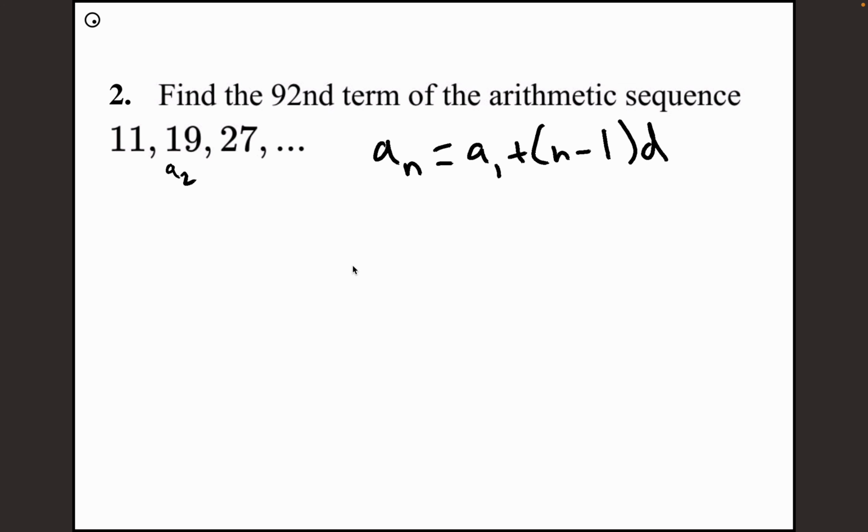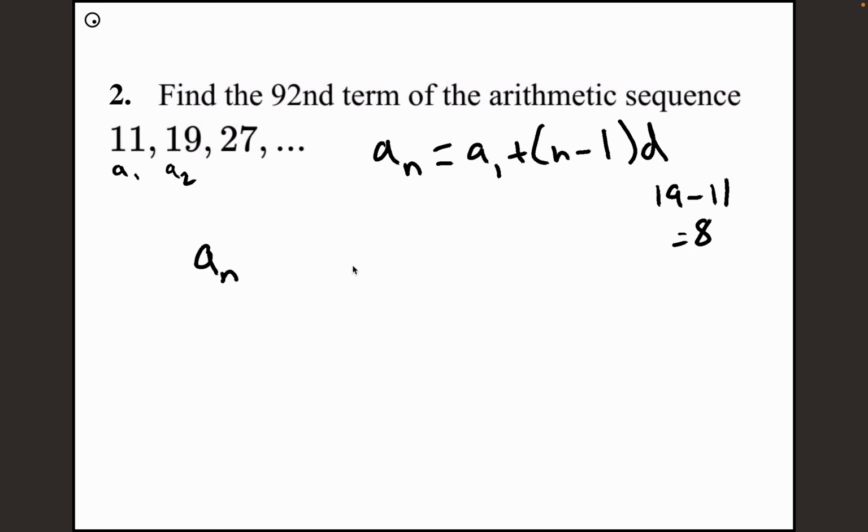So I'm going to identify what my a2 is and my a1. Our difference is going to be 19 minus 11. You can put that 19 minus 11 in your calculator or you can do it yourself, but you should get 8. Now let's plug everything else into the equation.